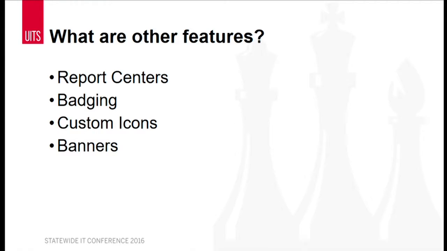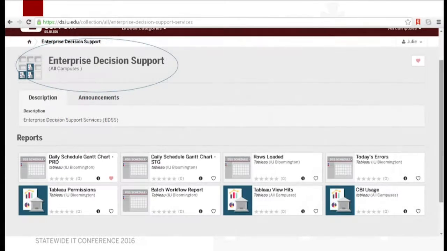So other features are report centers, badging, custom icons, and banners. Report centers are another way to group reports together so that they're more easily found. This is the report center for my team, where we've grouped many of the reports that we use on a daily basis.